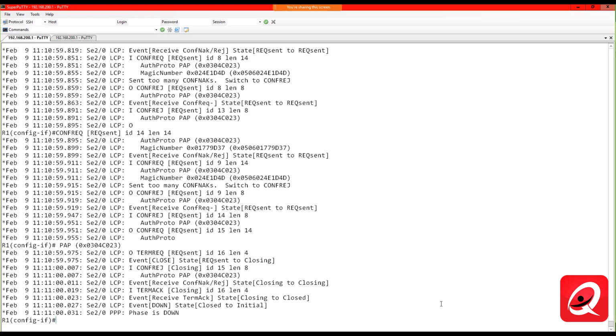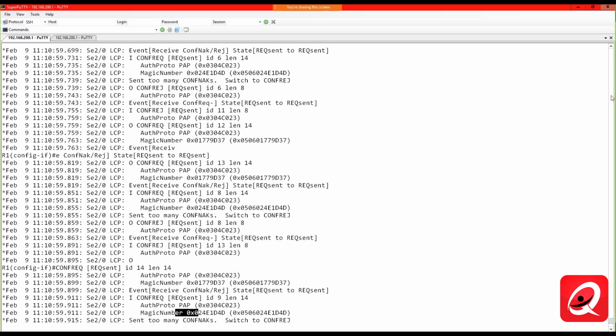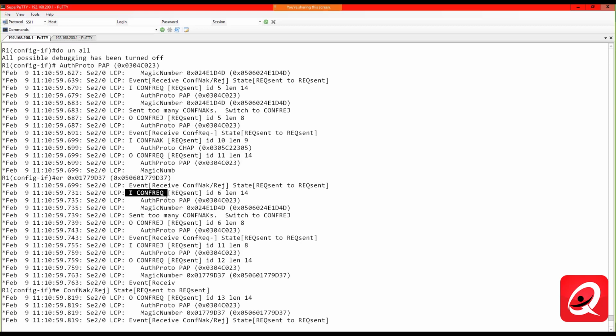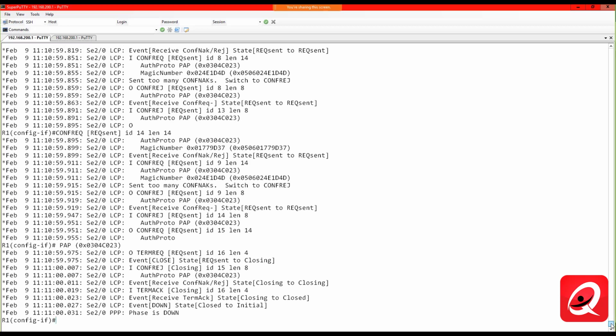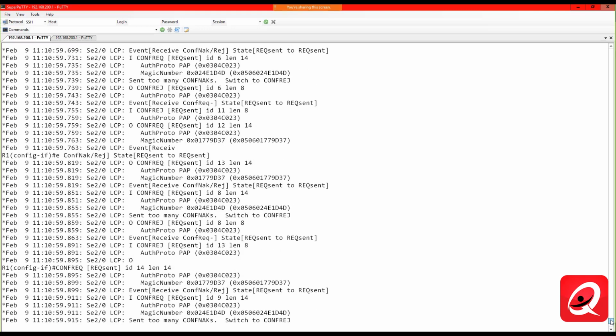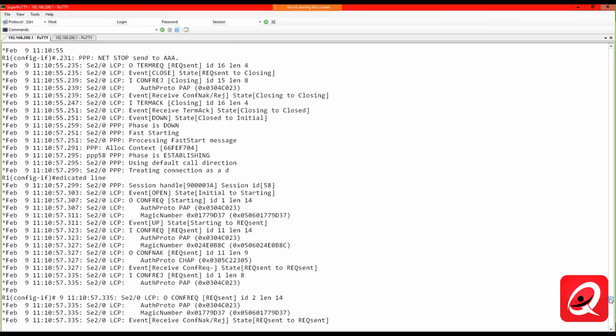Now we can see that the inbound and outbound requests actually match. Here's a configuration request with PPP magic number, and for the outbound request, there's inbound, there's outbound, PPP magic number. So everything looks good, but of course we haven't identified a way to authenticate one another, or at least one person authenticating the other.